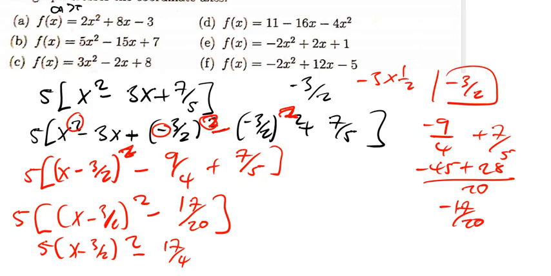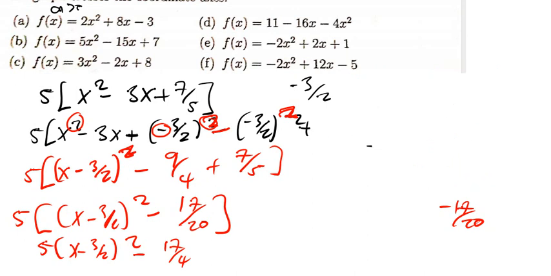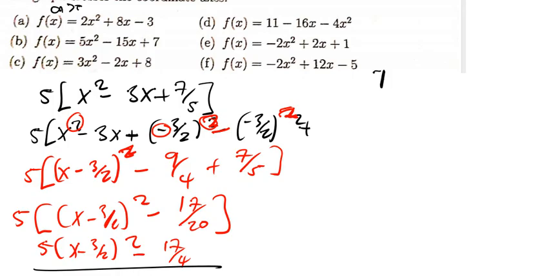So then I can clearly see what I'm going to have here as my turning point is going to be this. So I've now expressed this in the form of what they want: a open brackets x plus p close the bracket squared.